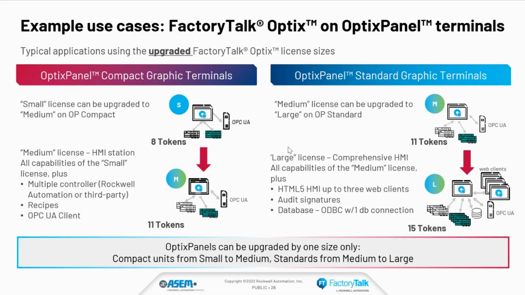Customer wishes to upgrade to a large application because they need more tokens for more features that they wish to add. It's very easy. They just upgrade the license to a large license, and the Optix standard panel can handle that. So do note that it's one size only. So the maximum application size, I believe, that the Optix panels can support is a large size license using the Optix standard panel.